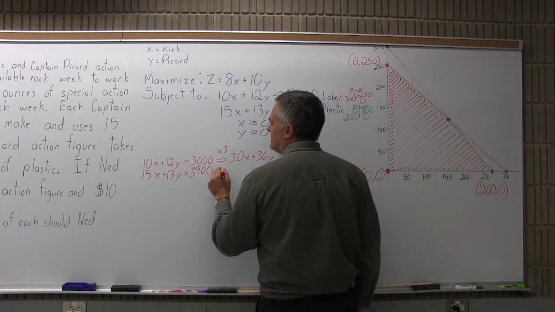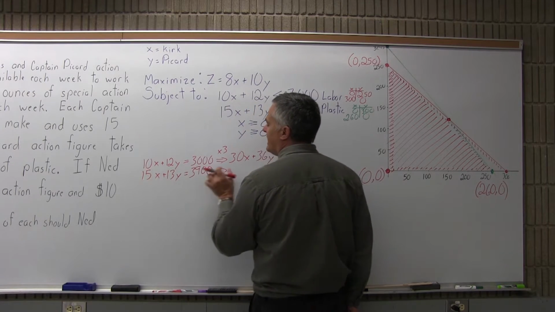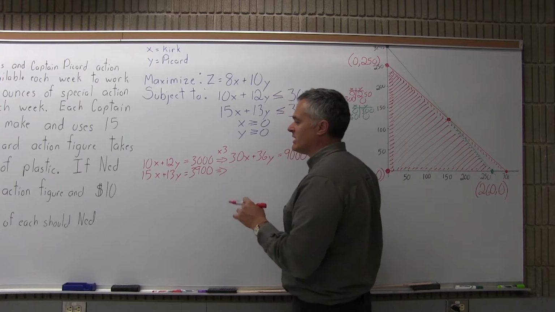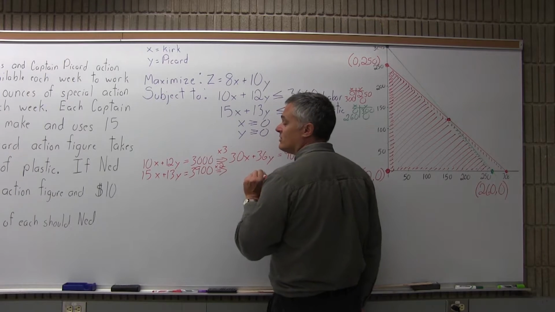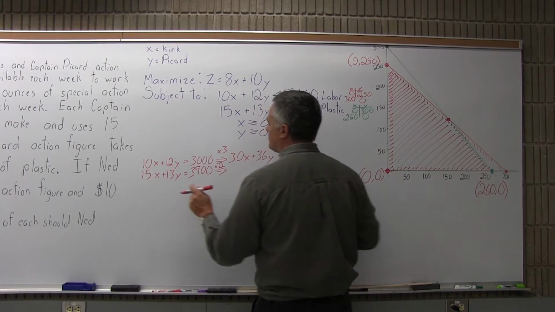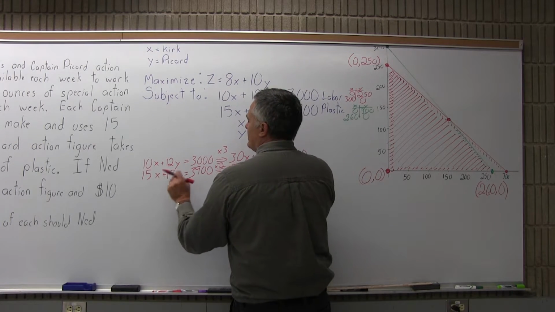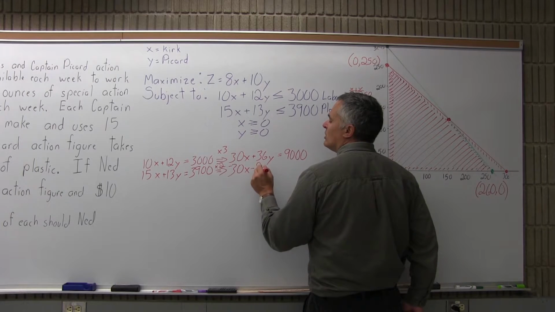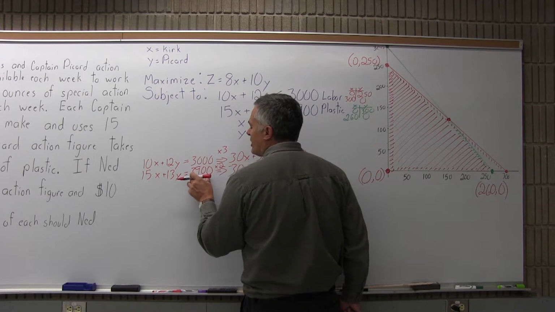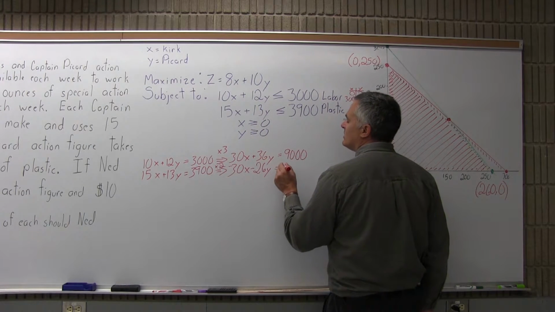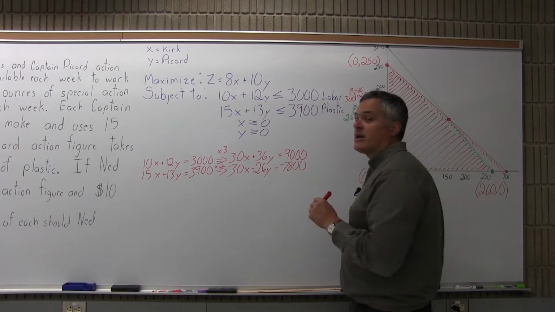And then the equation underneath, I now have a 15x. I'd like it to be a negative 30x, not just 30x, but negative 30x. So every part of this equation will get multiplied times negative 2, not just 2, negative 2. So 15x times negative 2 is negative 30x. 13y times negative 2 is negative 26y. And 3,900 times negative 2 equals negative 7,800. Now I can combine the two equations.